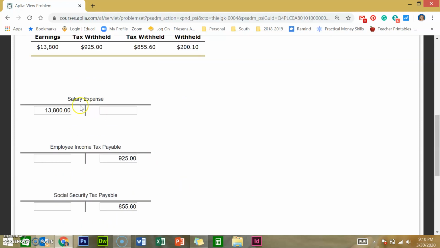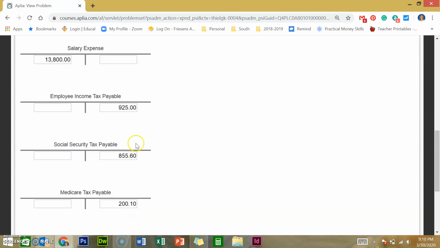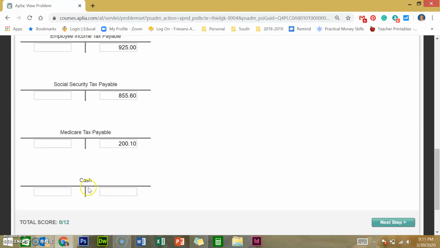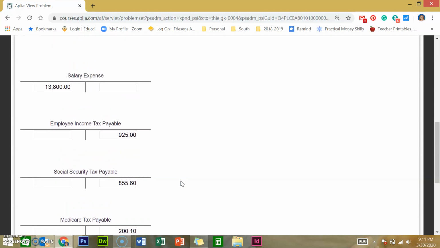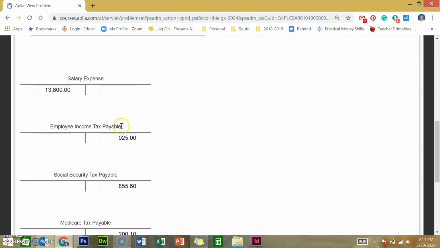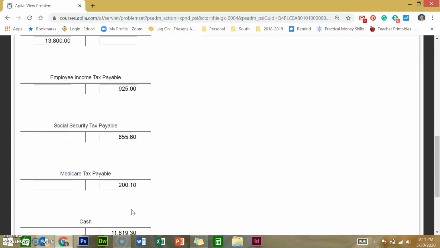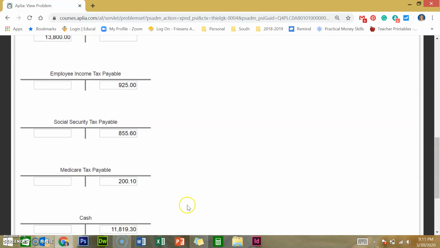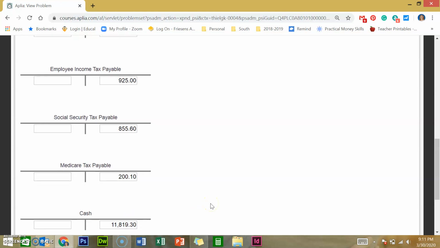So remember, this is the amount that our employees earned. These three amounts are what we withheld from their paycheck. So the difference between salary expense minus 925 minus 855.60 minus 210 is going to equal the amount we actually pay them and credit to cash, which if you do that on your handy dandy calculator, you should get $11,819.30. Okay, so all we're doing in this step is just analyzing, making sure that we understand that salary expense gets debited, each of our payables goes up with a credit, and then our cash, the amount we actually pay our employees, the difference between those, is credited.